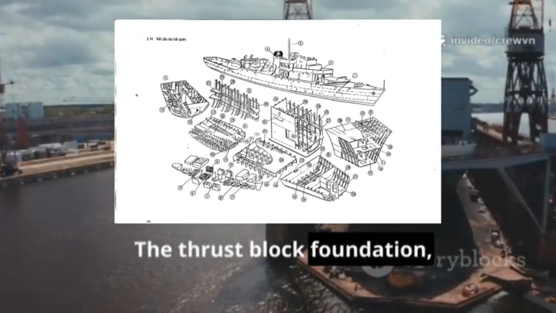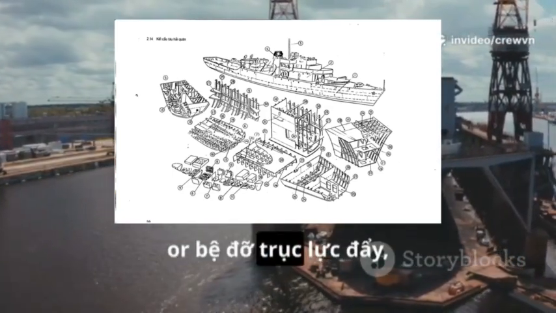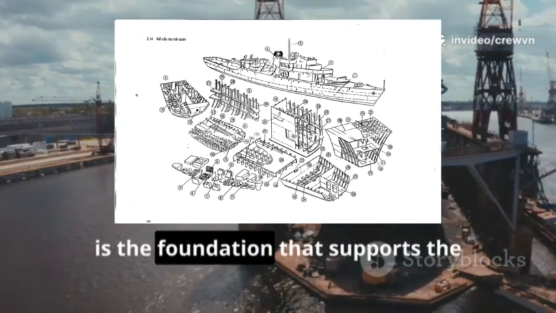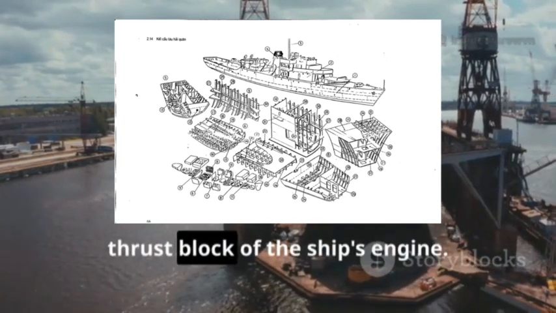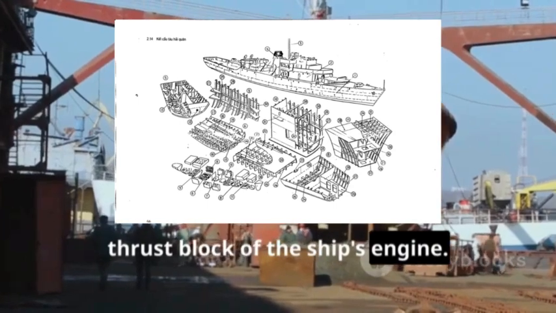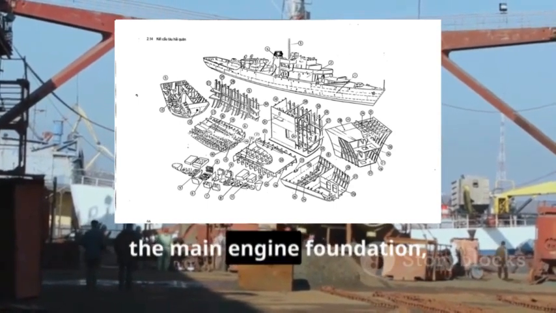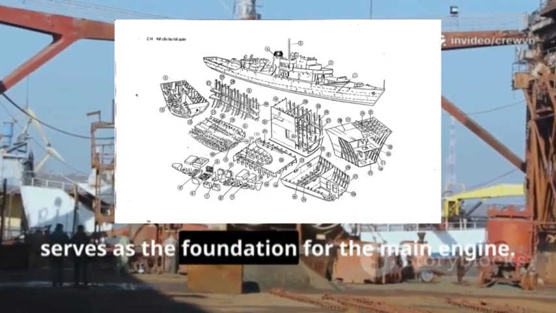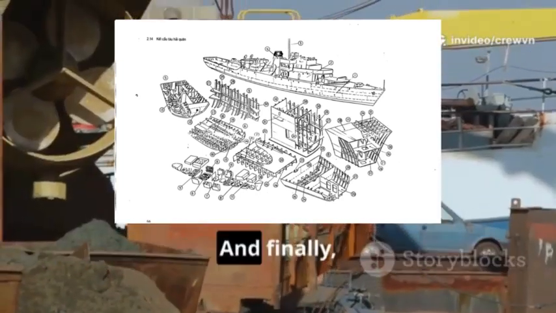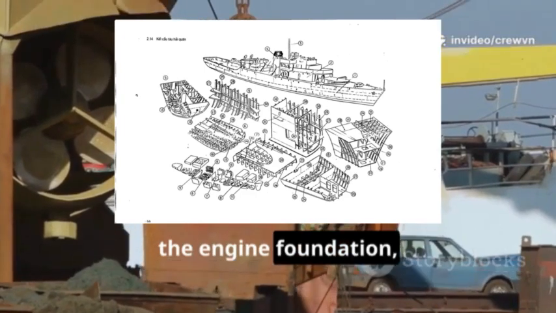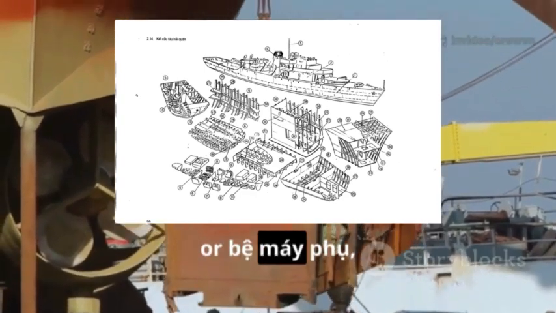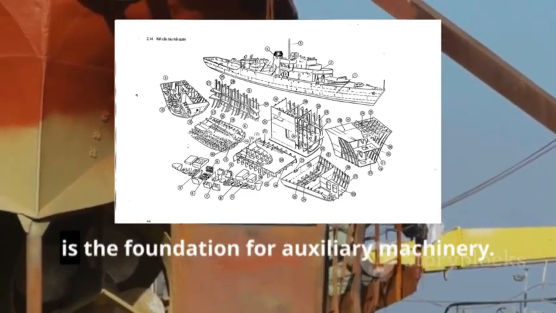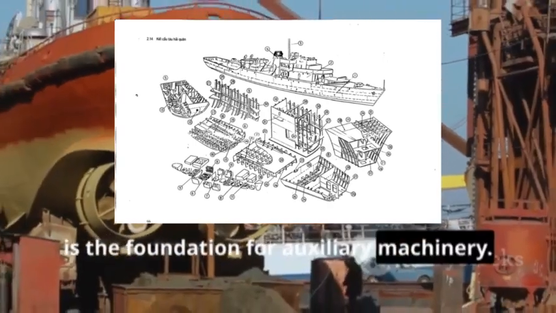The thrust block foundation, or bi jo truk luk jai, is the foundation that supports the thrust block of the ship's engine. Next, the main engine foundation, or bi mai chin, serves as the foundation for the main engine. And finally, the engine foundation, or bi mai bi iu, is the foundation for auxiliary machinery.